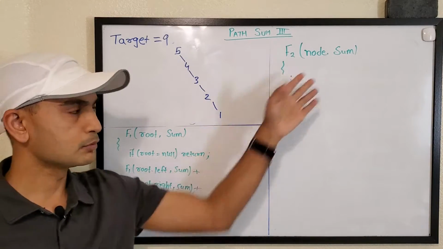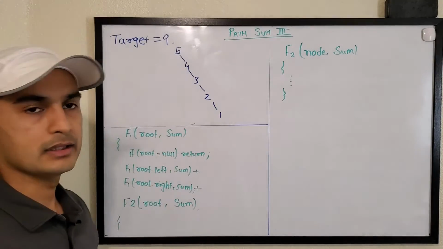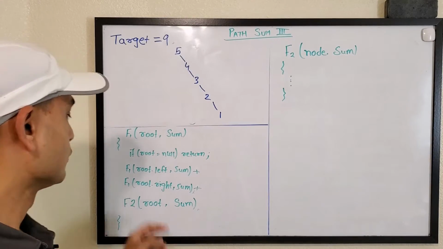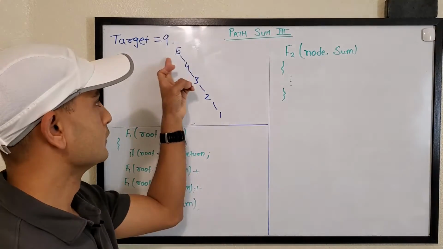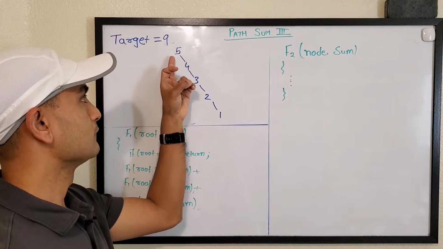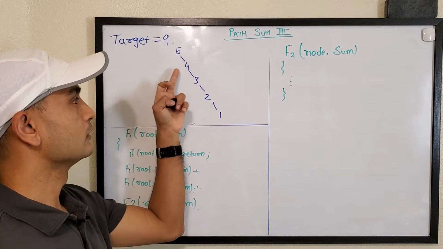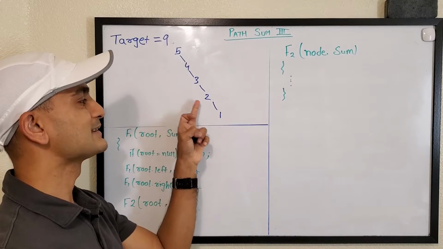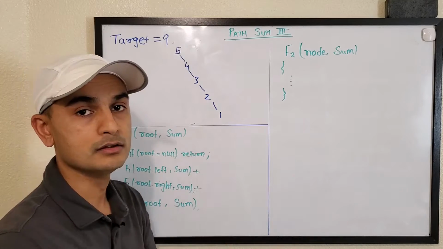So we know the approach: we'll call function 1 for each node, and then each node will call f2, function 2. So let's see what happens when we call f2 from 5. We'll go down for each node and we'll try to find this target, right? We'll say 5, so we'll subtract 9 from 5. Now we need to find 4, so we'll go here and we'll find the path as 9, but we'll still go down just in case there are negative numbers and we can find more paths, right?